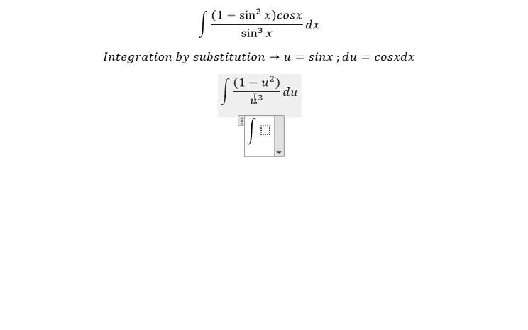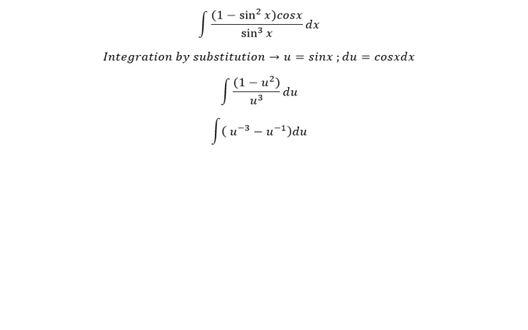One divided by u to the power of 3, you will get u to the power of negative 3. U to the power of 2 divided by u to the power of 3, you will get u to the power of negative 1.